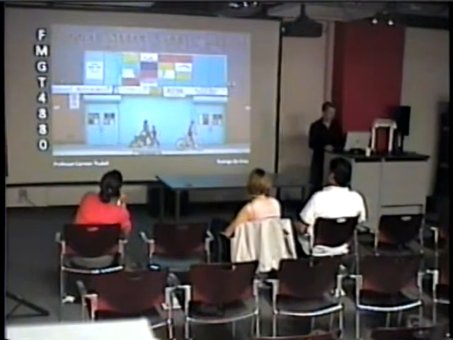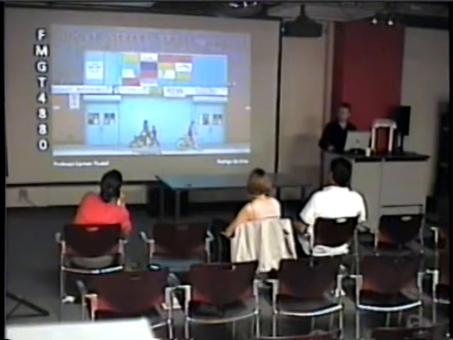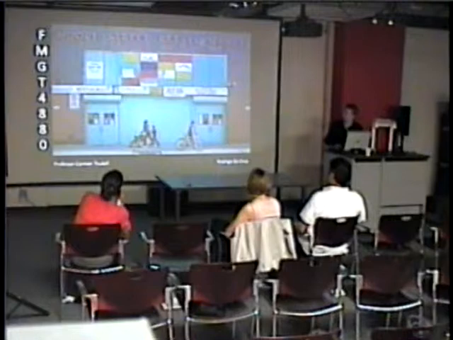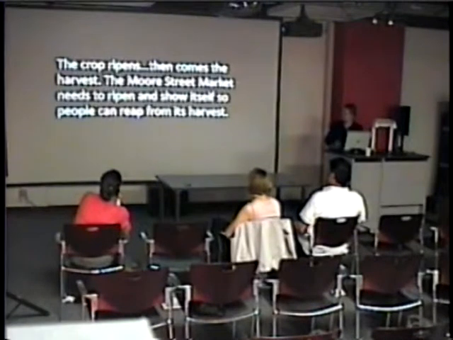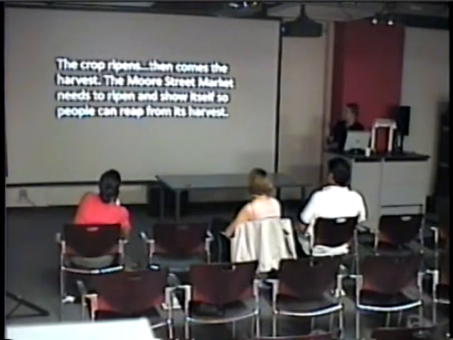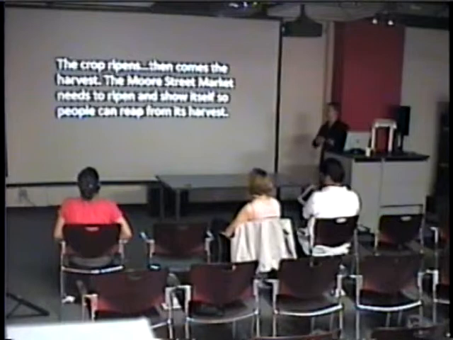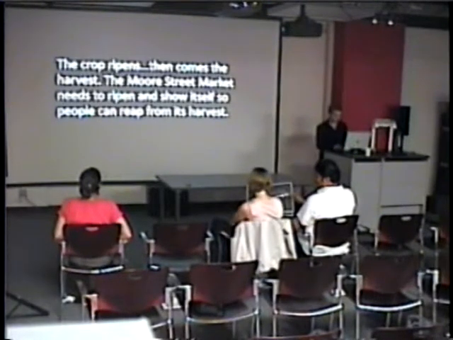Retail market, and there's something about it that needs to be done in order to bring people in. And they came out with the concept that kind of tells about it. Basically, the crop ripens, then comes to the harvest. The Moore Street market needs to ripen and show itself so people can reap from its harvest.